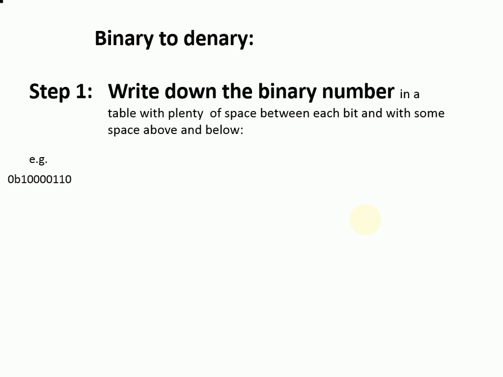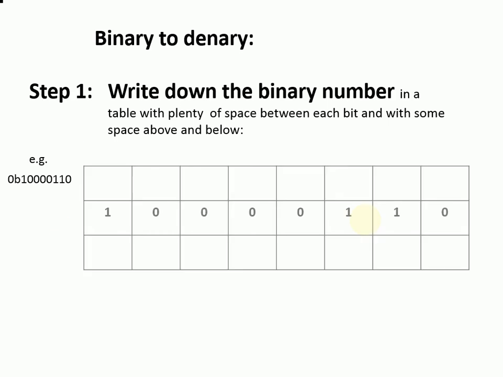So to start off with, we have to write down the binary number. We've got an 8-bit number, which means it's got 8 ones or zeros. I've written it out in a table with 8 columns and 3 rows. You don't have to draw the lines of the table. It might help to do so the first couple of times you try this, but you can just write the binary number as long as you leave enough space to write stuff above it and below it.